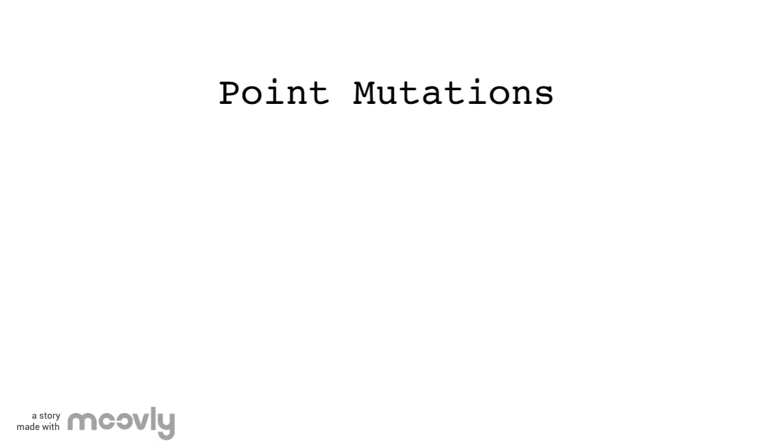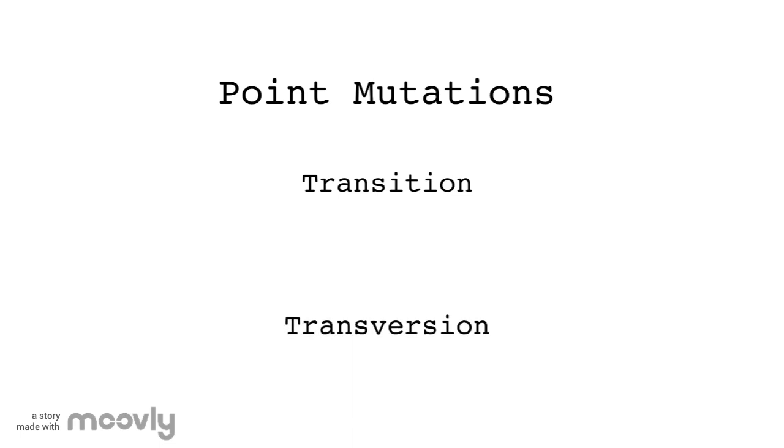Point mutations arise when one base in the nucleotide sequence is swapped with another. Transitions happen when a purine is swapped with another purine or a pyrimidine is swapped with another pyrimidine. Transversions happen when purines are swapped with pyrimidines or when pyrimidines are swapped with purines.